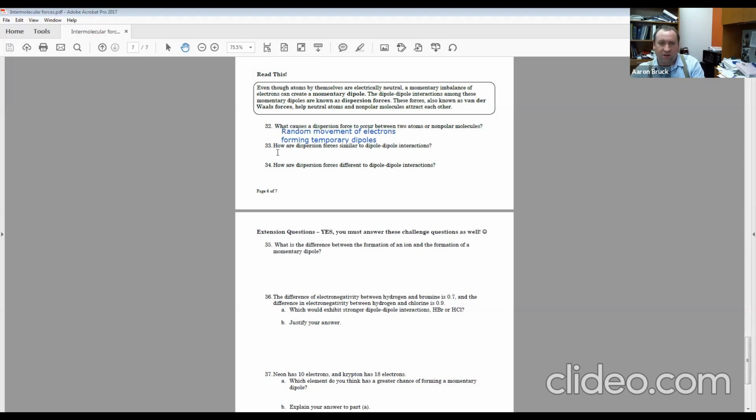How are they similar? Temporary dipoles attract each other similarly to dipole forces. And so that is what makes them similar to each other. The attractions, however, are temporary, not permanent, resulting in weaker interactions.